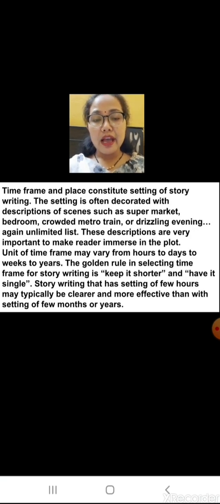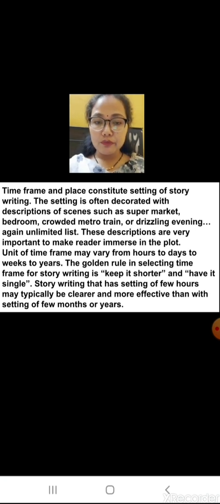Time frame and place constitute the setting of a story. The setting is often decorated with descriptions of scenes such as a supermarket, bedroom, crowded metro train, or drizzling evening. Again, it has an unlimited list. These descriptions are very important to make the reader immerse in the plot.